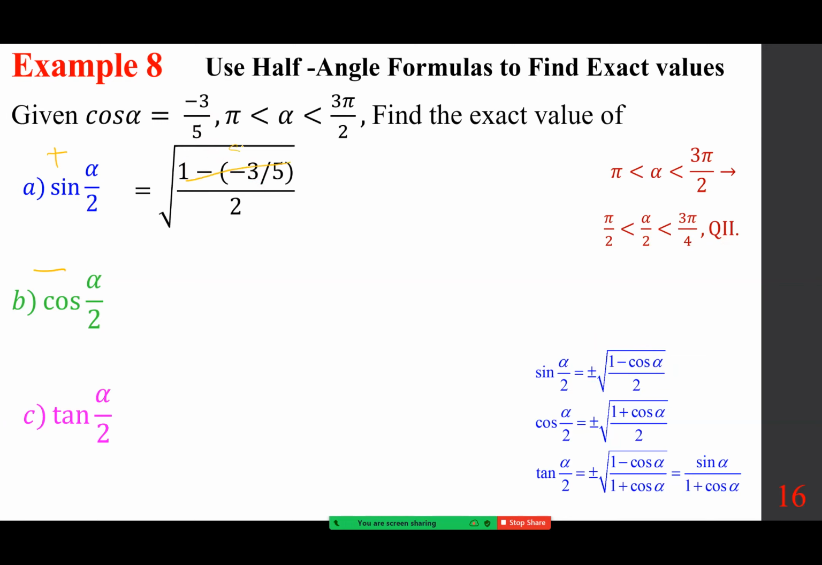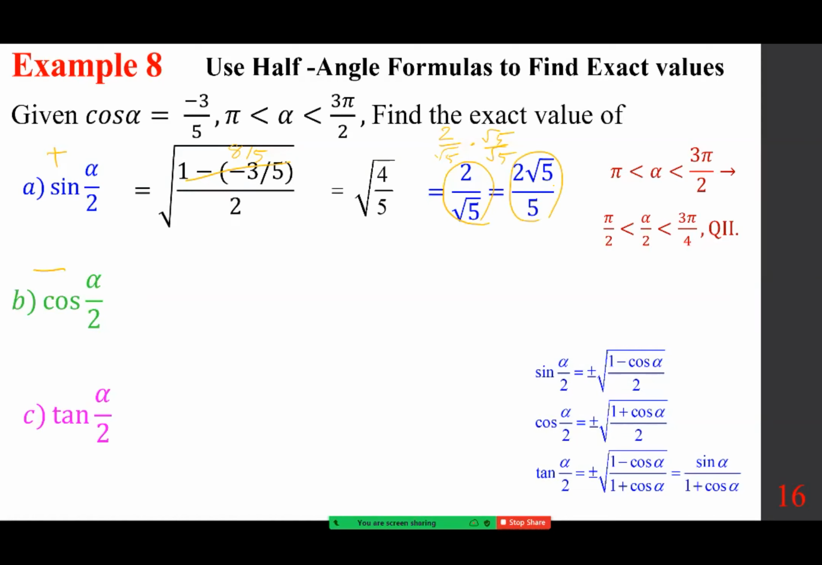The numerator is 8 over 5. And if you divide it by 2, you get 4/5. I can bring the 4 out, becomes 2. And if I multiply right here by square root of 5 over square root of 5, I get 2 square root of 5 over 5.